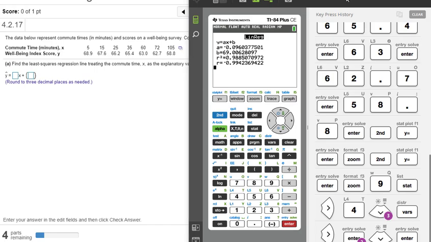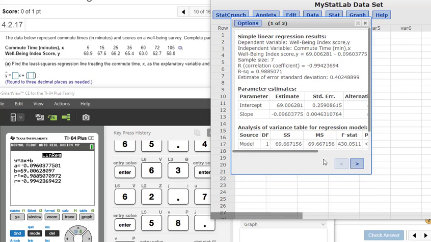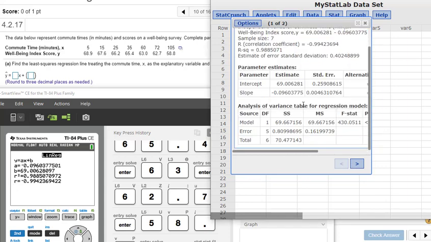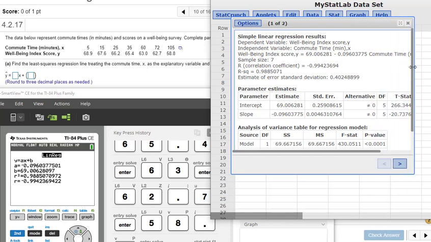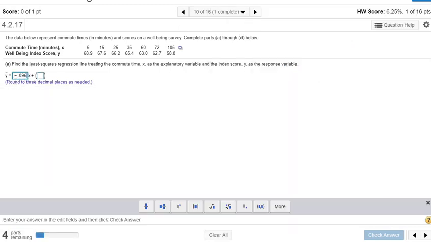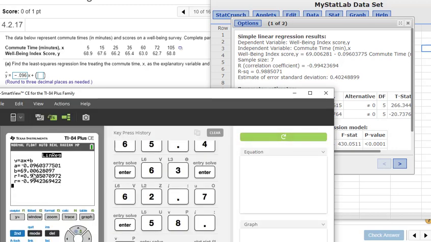Let's see how this compares to StatCrunch. So here it is in StatCrunch again. I ran the regression already, so there is my equation. Let me bring this out a little bit. So here's our commute time. So it's going to be, we're saying 3 decimal places, negative 0.096. And that's what I have here for A, right? Negative 0.096. And the B is 69.006. And I get 69.006.